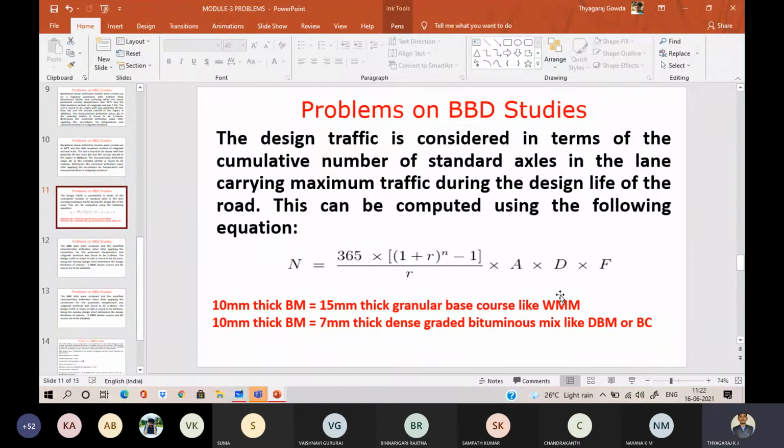Kindly note on the formula. The same formula that we have adopted for design of flexible pavement for calculating the traffic, the same formula we are going to adopt. So kindly note down.